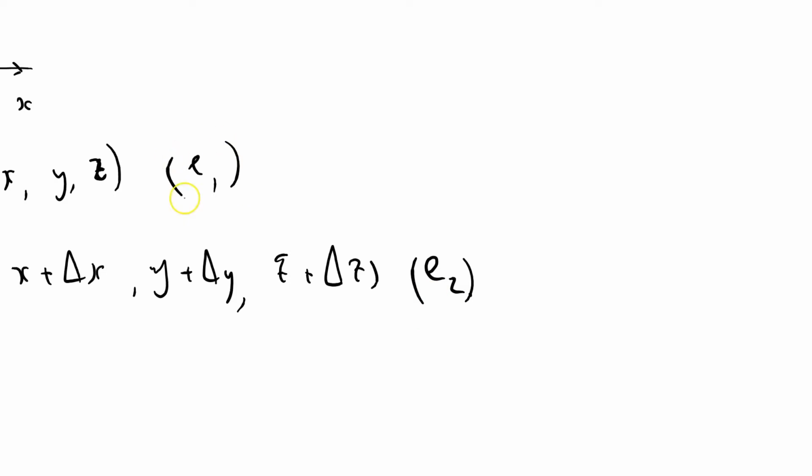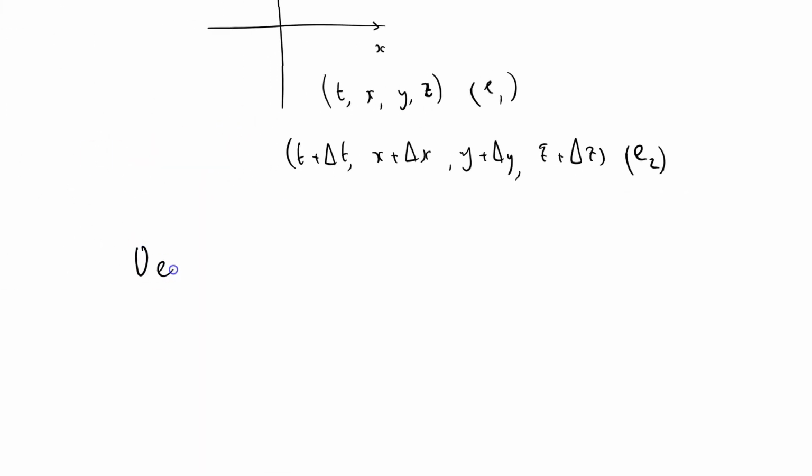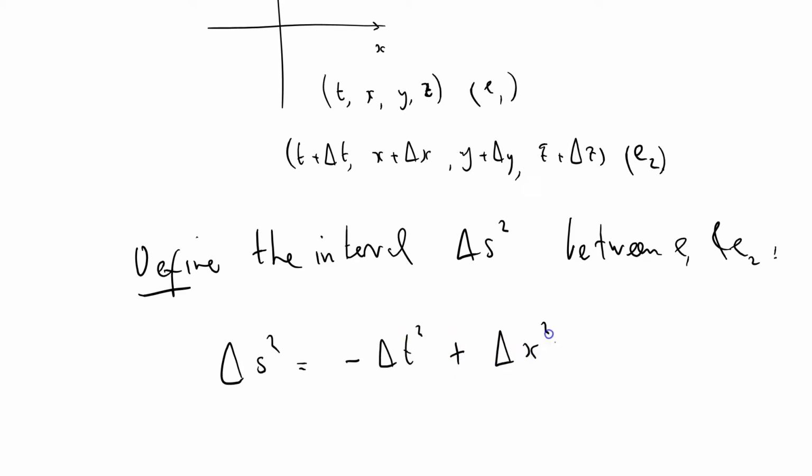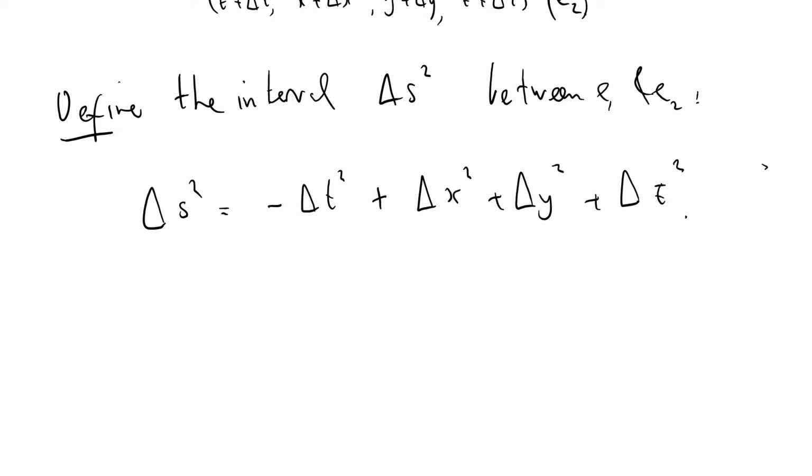So I've got E1 and E2, and I will define the interval delta s squared between E1 and E2 as follows. Delta s squared equals minus delta t squared plus delta x squared plus delta y squared plus delta z squared. That's just an arbitrary definition. This is an interesting and useful thing to want to define.